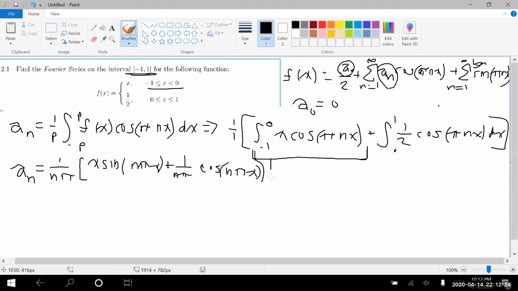Okay, and this function is being evaluated at -1 to 0. And then we still have our cosine over here, so we're going to get 1 over 2 pi n times the sine of n pi x evaluated from 0 to 1. Okay, so now we are going to look at how these functions behave at these points.